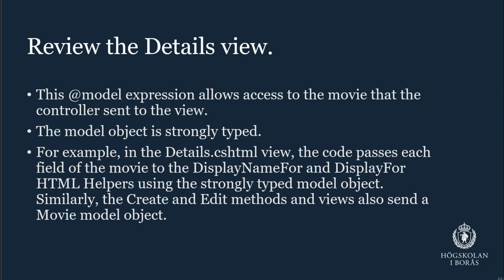So let's repeat that a little bit again. This @model expression allows access to the movie that the controller sent to the view. The model object is strongly typed. For example, in the Details.cshtml view, the code passes each field of the movie to the DisplayNameFor and DisplayFor HTML helpers using the strongly typed model object. Similarly, the Create and Edit methods and views also send a Movie model object in a similar fashion.